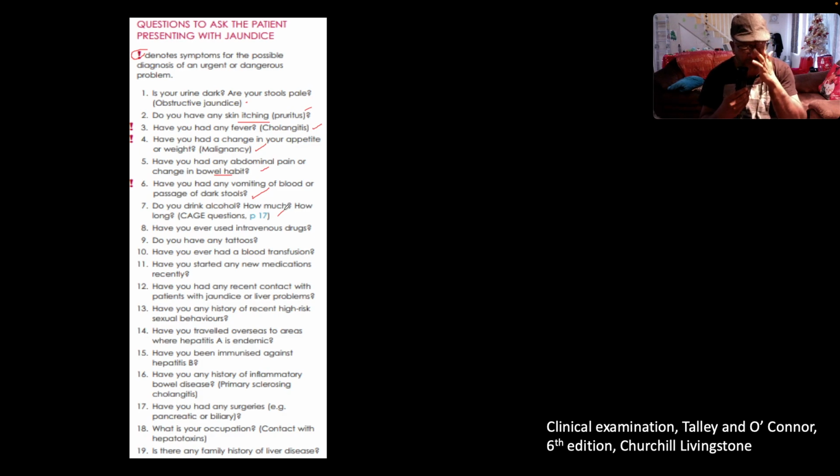Have you ever used IV drugs? Now there we're thinking about hepatitis B and C, because IV drug use is of course a risk factor for that.